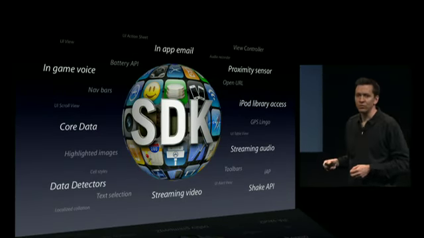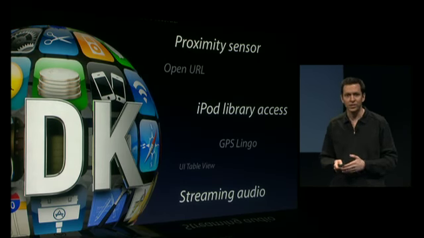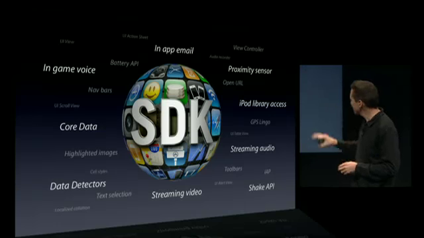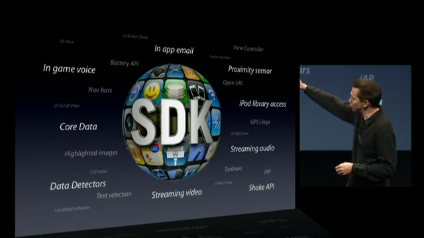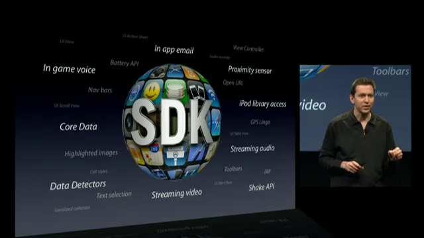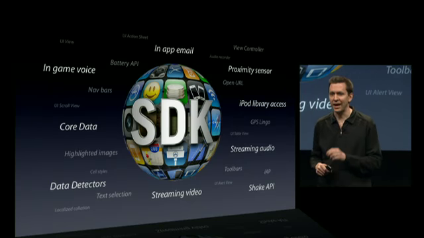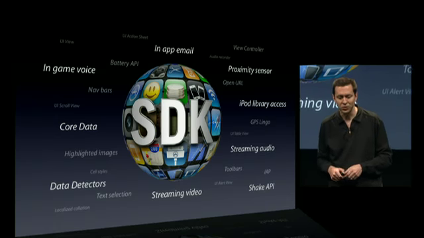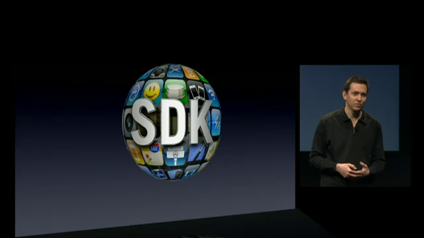Streaming audio and video. We're introducing a new standard for streaming audio and video over HTTP, so it even goes through firewalls. We've made the Shake API public, so you can use shaking. We've made data detectors public and added Core Data. And in-game voice. If you have a game that plays over Wi-Fi, we have built-in voice chat APIs you can use to add voice into your game. So again, just a few of the over 1,000 APIs we're adding for developers. This is a big update for the iPhone SDK.